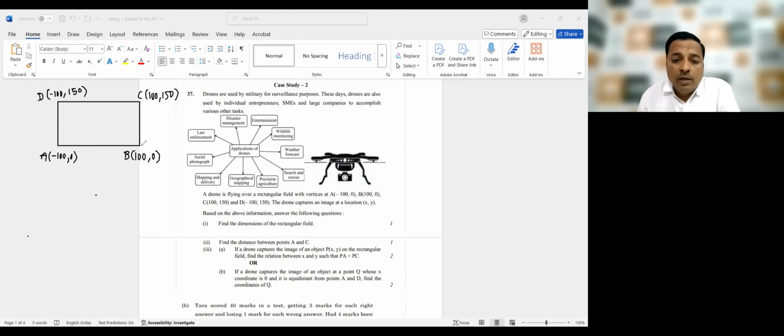Okay. A drone captured the image at a location XY. उसने कोई तो एक लोकेशन कैप्चर किया यहाँ पे, मे बी दैट वन इज XY. Based on the above information, answer the following. Find the dimensions of the rectangular field. What do you mean by dimensions?